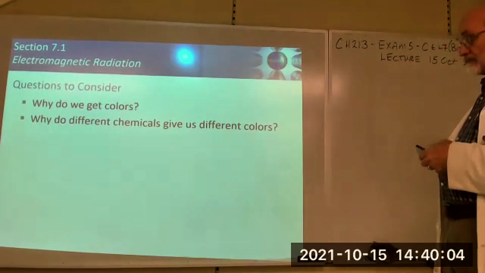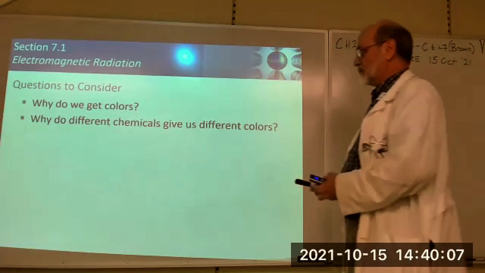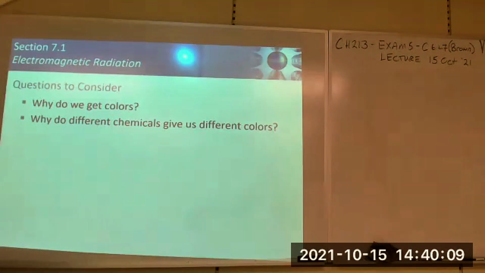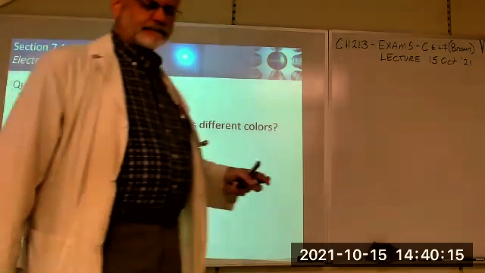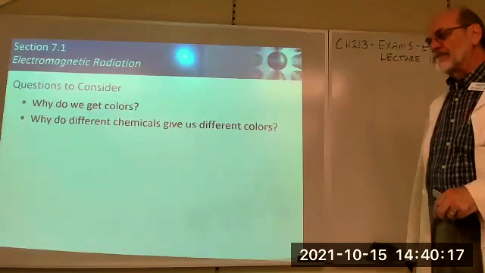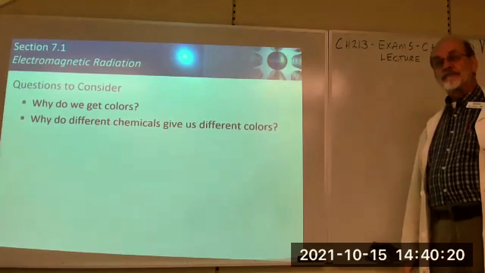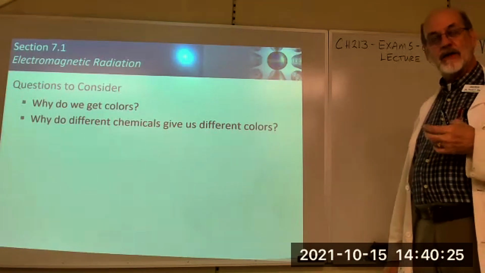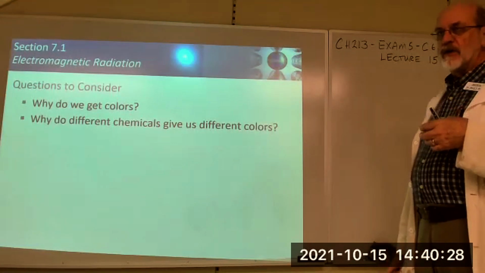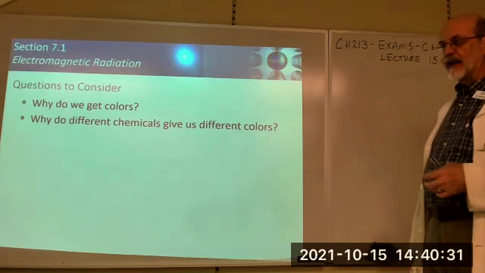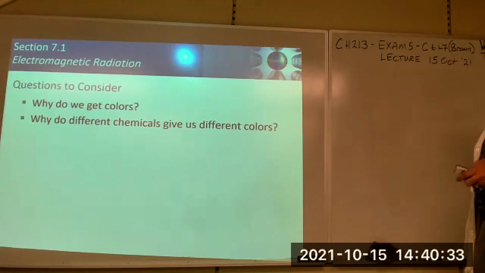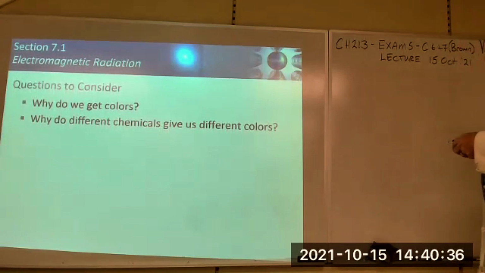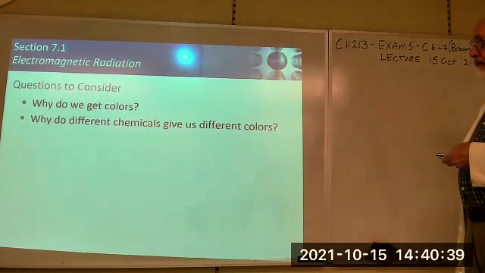The first obvious question is, why do we get colors? Where do colors come from? And that first slide had pictures of fireworks. Fireworks are wholly dependent upon the way certain elements emit light and the wavelengths of light that they emit when you excite them. And by exciting, I mean in explosion. And we're interested in knowing why different chemicals give us different colors.